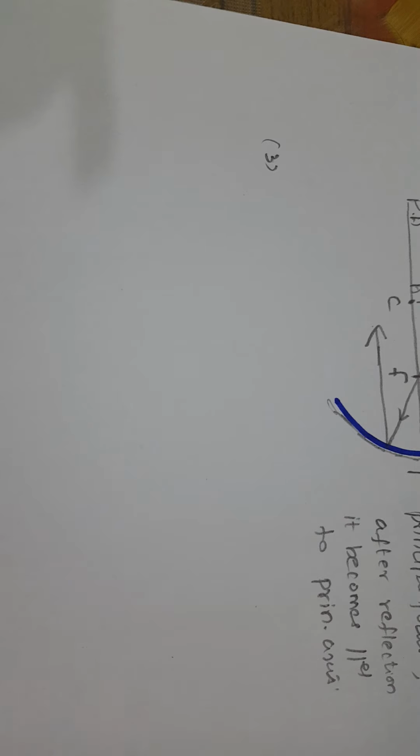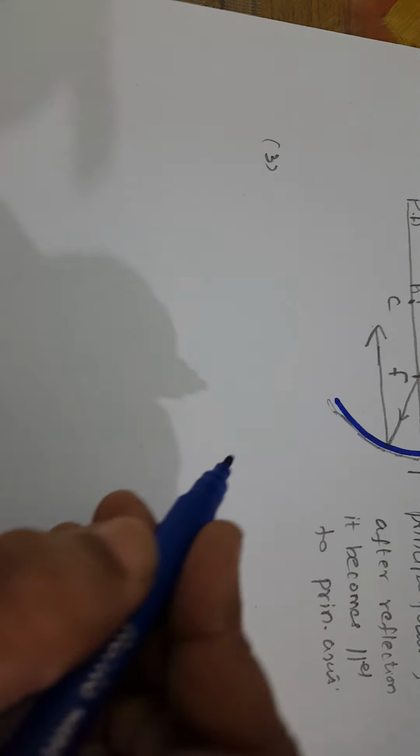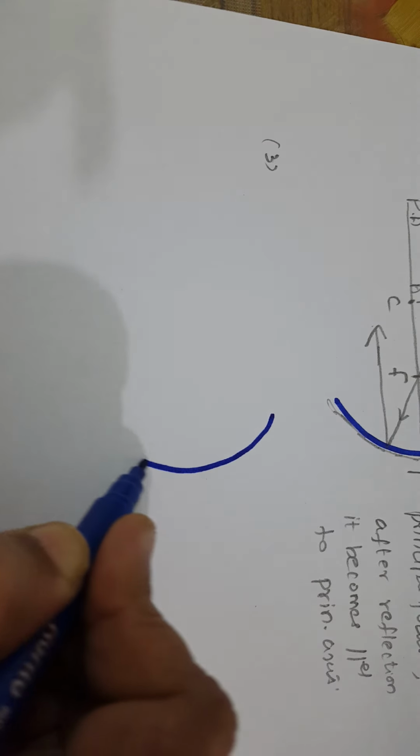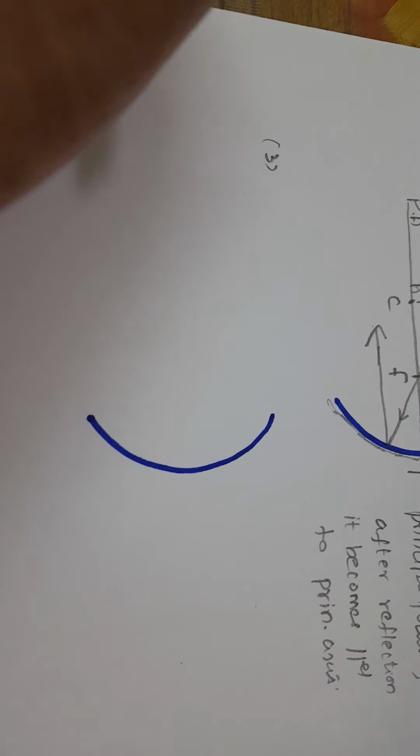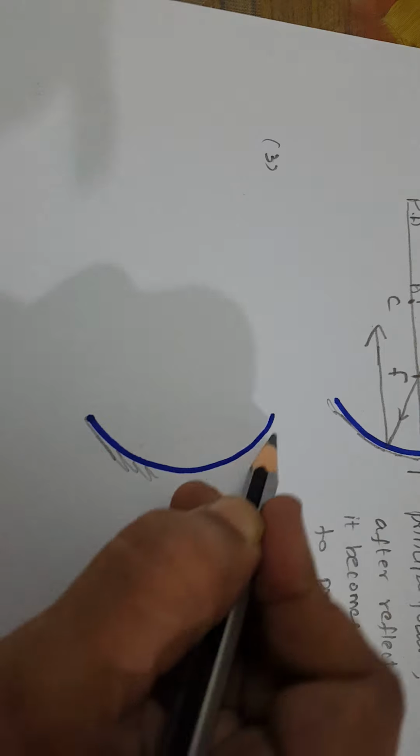Got it? Now we will learn the third rule now. I will draw the concave mirror, okay, and you have to shade it.